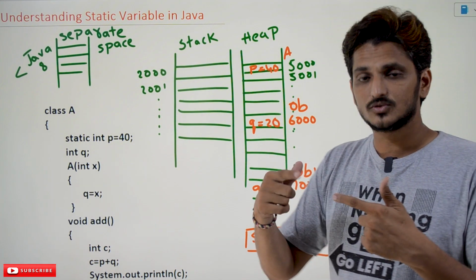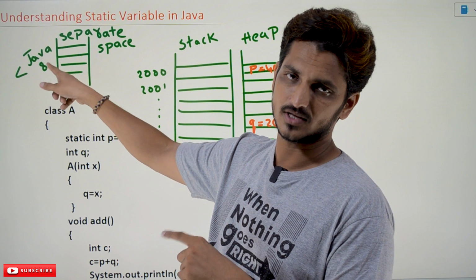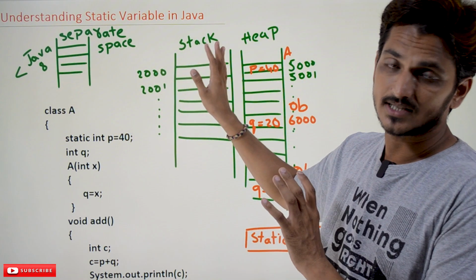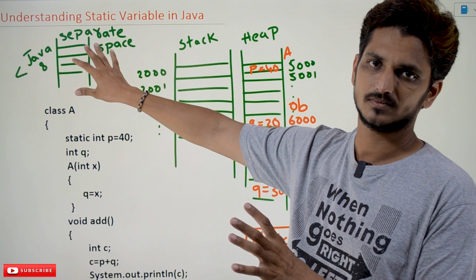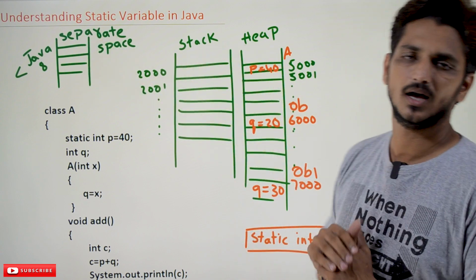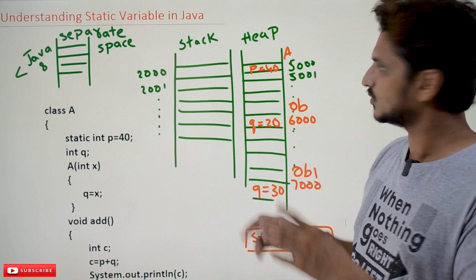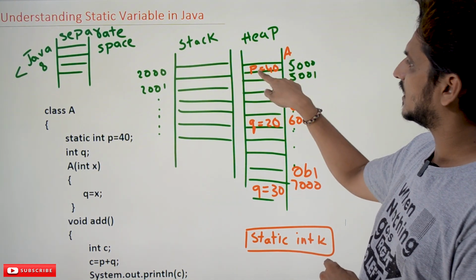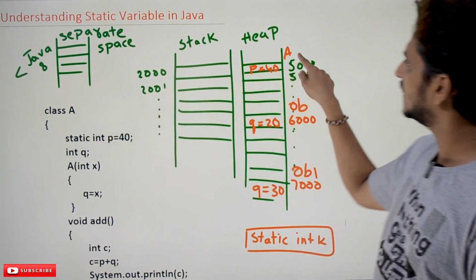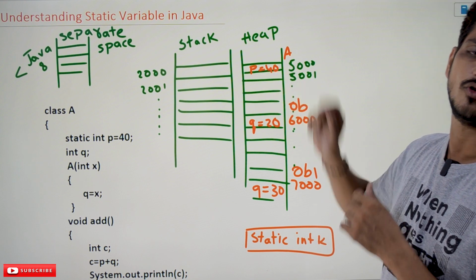Where is it going to assign memory space? Before Java 8, static variables were given a separate memory space, not stack, not heap. But after Java 8, space is assigned in the heap on the name of the class. So what is the class name? A. On the name of the class. What is the static variable that is available? p is equal to 41.